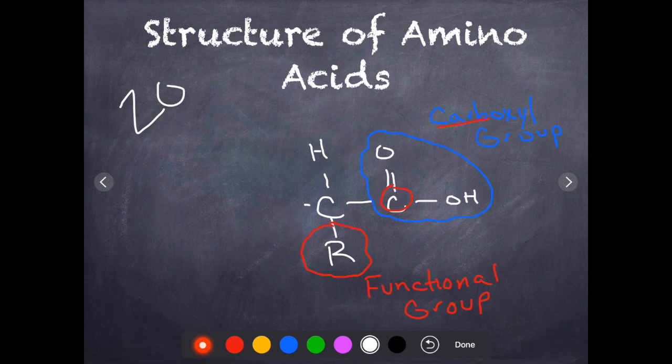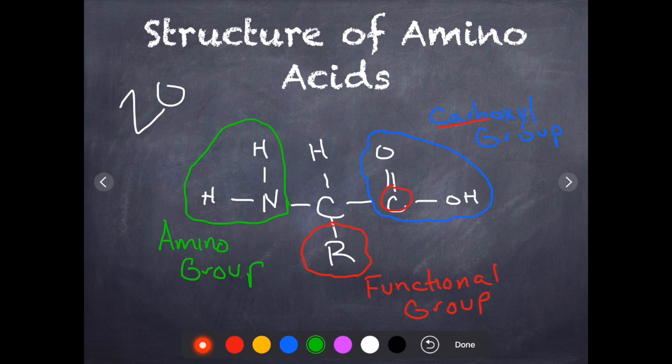This functional group changes, and depending on what it is determines which one of those 20 amino acids we have. Now, the last one we have is what's known as the amino group, and the amino group is a nitrogen bonded to 2 different hydrogens. When I look at these, I got to remember carboxyl, functional, and amino group. Amino has an N in it, just like there's a nitrogen in there. Carboxyl has a carbon, and the functional group is the one that's changing. So this is the basic structure of all amino acids.